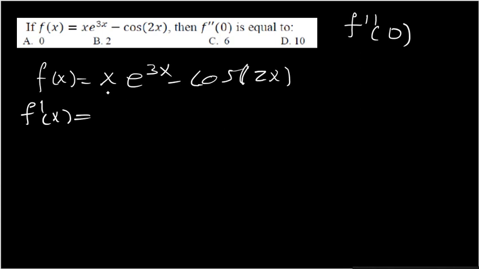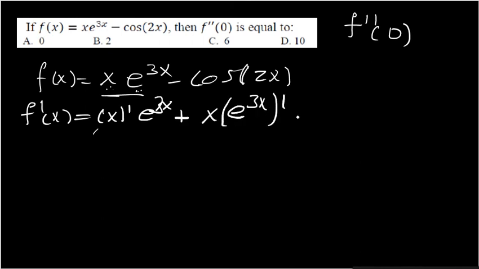So first, let's find f derivative of x. Here we need to apply the product rule because two functions are combined by times, x and e to the power of 3x. So product rule: the first derivative times the second one as it is, plus the first one as it is times the second, e to the power of 3x, derivative. Minus cosine derivative is a negative sign, so plus sine of 2x as it is, but times by chain rule the 2x derivative, which is 2.